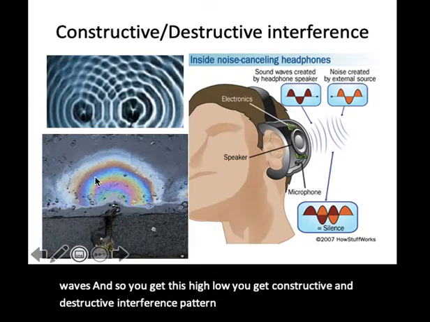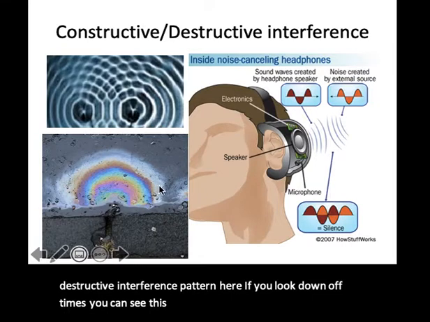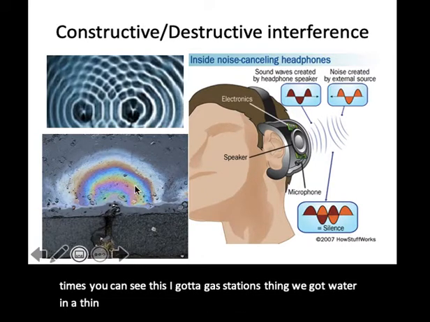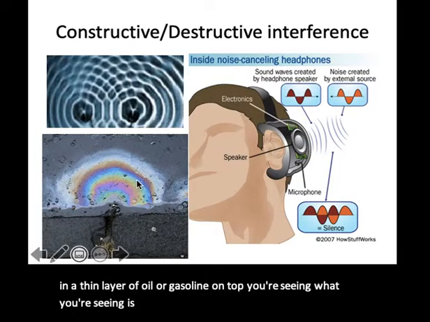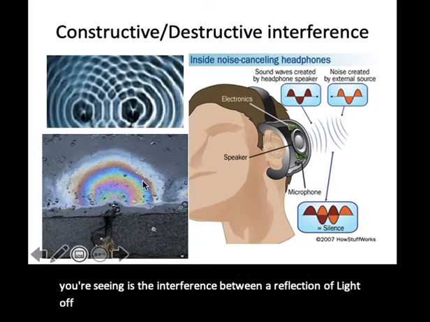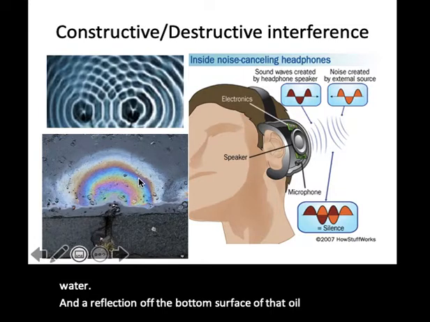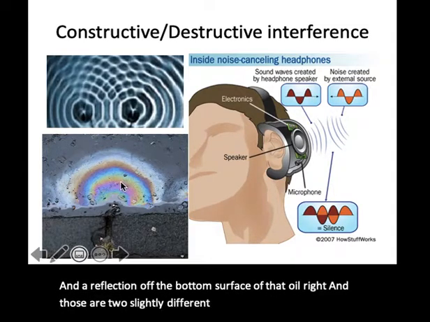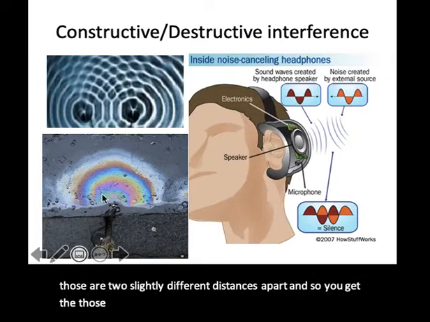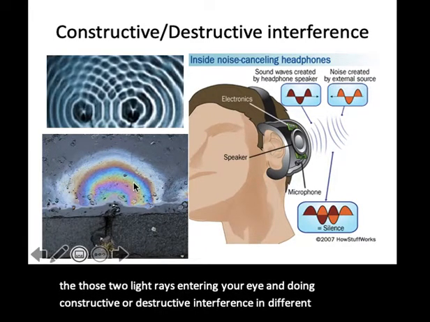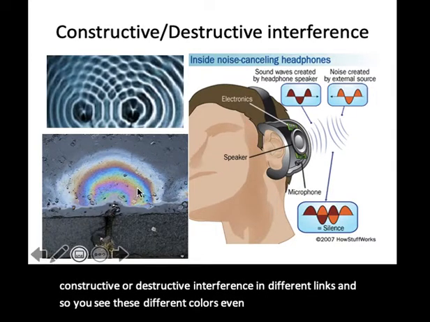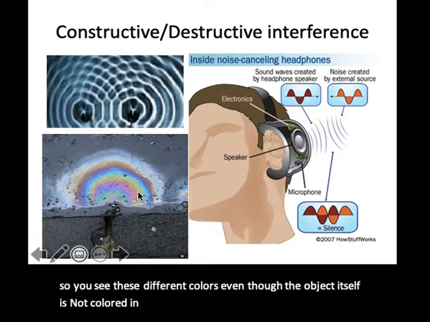If you look down, oftentimes you can see this like at a gas station or something where you've got a puddle of water and a thin layer of oil or gasoline on top. What you're seeing is the interference between a reflection of light off the top surface of the oil, the thin sliver of oil on top of the water, and a reflection off the bottom surface of that oil, right? And those are two slightly different distances apart, and so you get those two light rays entering your eye and doing constructive or destructive interference at different wavelengths, and so you see these different colors, even though the object itself is not colored and the light coming in is all the colors.